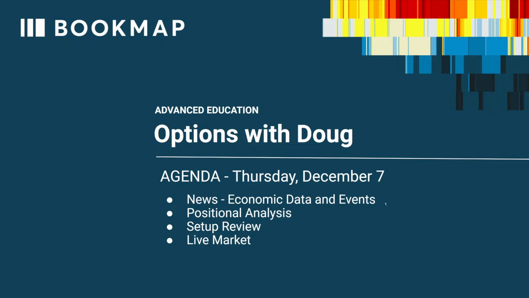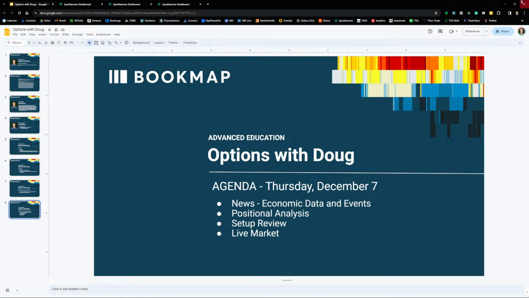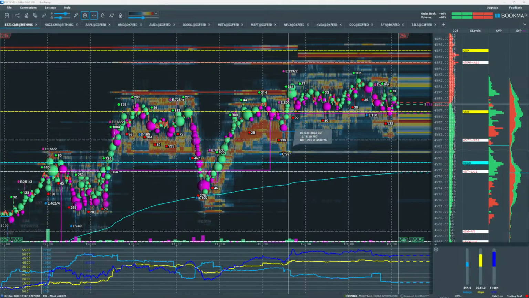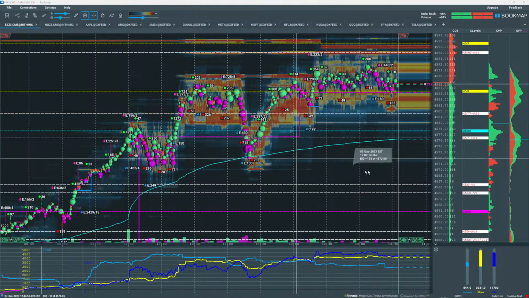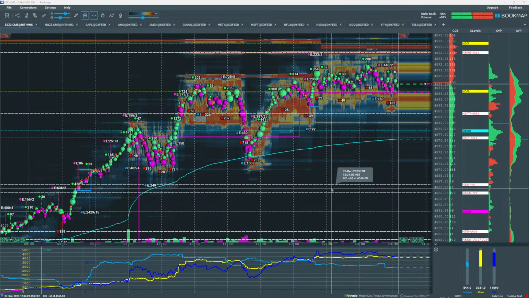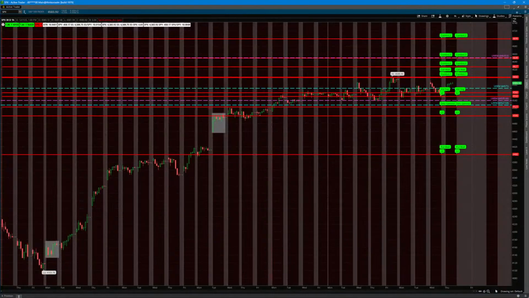All right, let's get started with positional analysis now. I'm going to go to the S&P 500 first. This is the ES futures in Bookmap, S&P 500 futures. And before I take a closer look at this chart, I want to take a look at a larger time frame. I'm going to go to SPX. This is the underlying index. First of all, I want to point out key turning points on this chart.